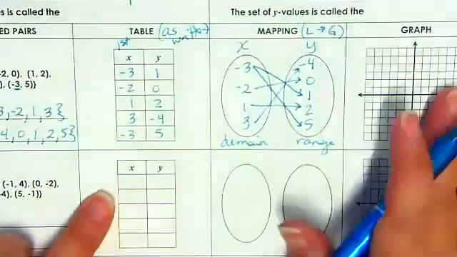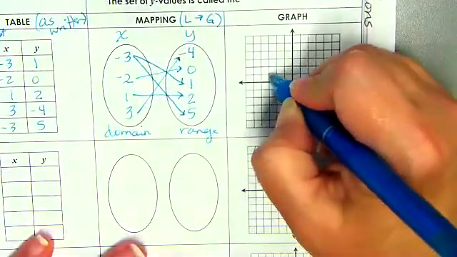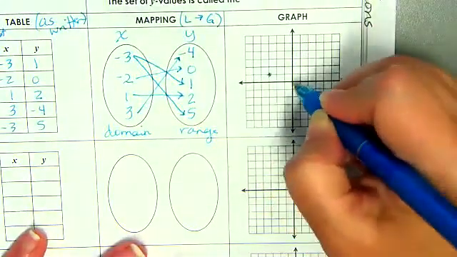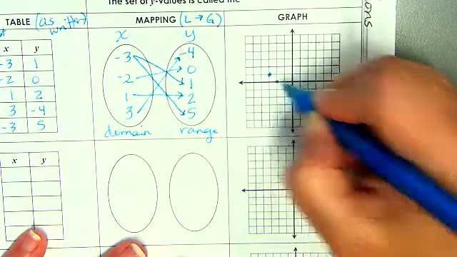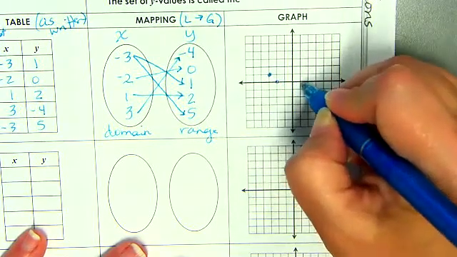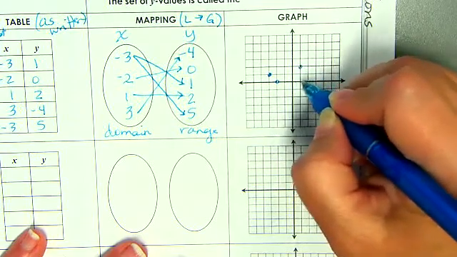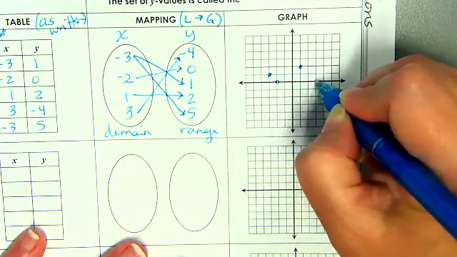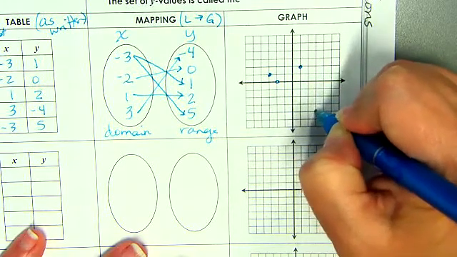And then the graph is where you plot the ordered pairs. We plot them correctly on the graph. So I'm going to have -3, 1, -2, 0. So that's on the x-axis. 1, 2, 3, -4. So that's 1, 2, 3. -4 means I'm going down. 1, 2, 3, -4. There we go.